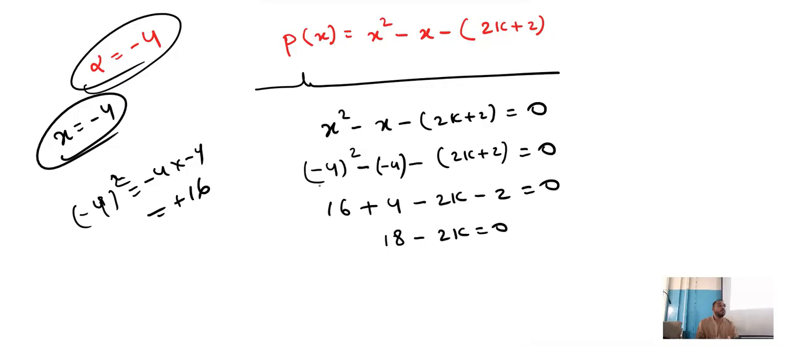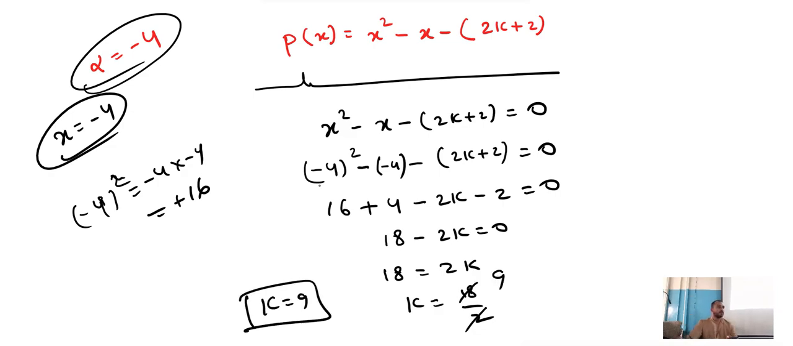We want positive k, so 18 as it is equals to minus 2k goes that side, plus 2k. Now k is equals to 18 by 2. Correct? So 2 nines are 18, the value of k is 9. Whenever they give 1 0 value means substitute, so that you will find the unknown value. Understood? Good. Next question.